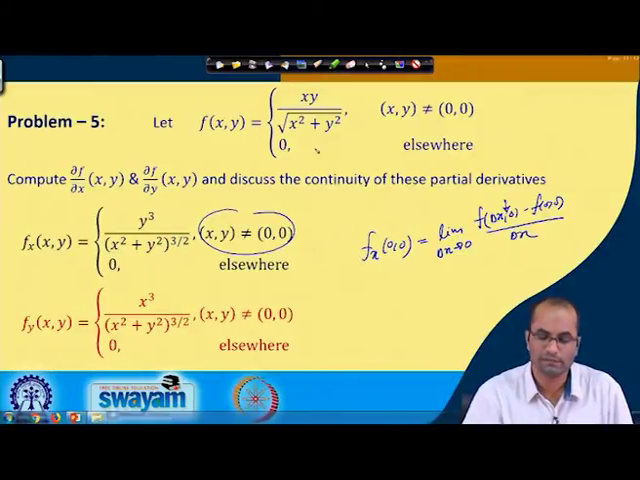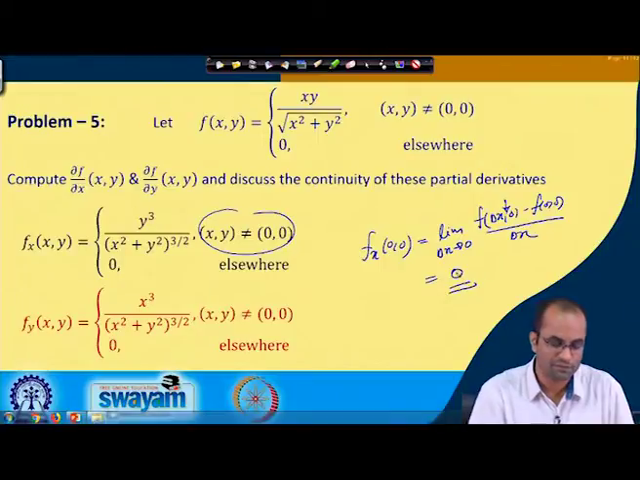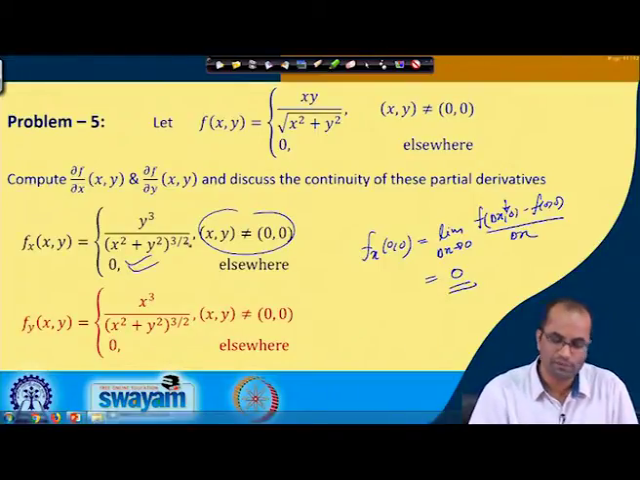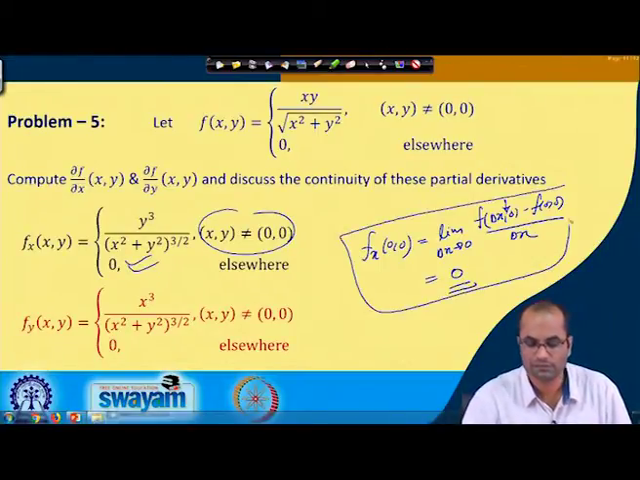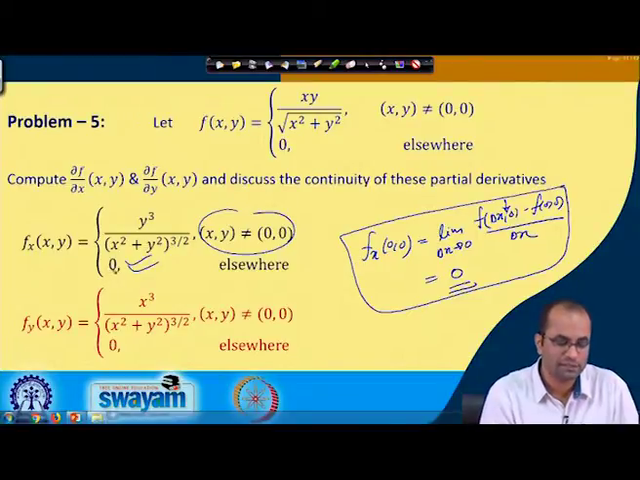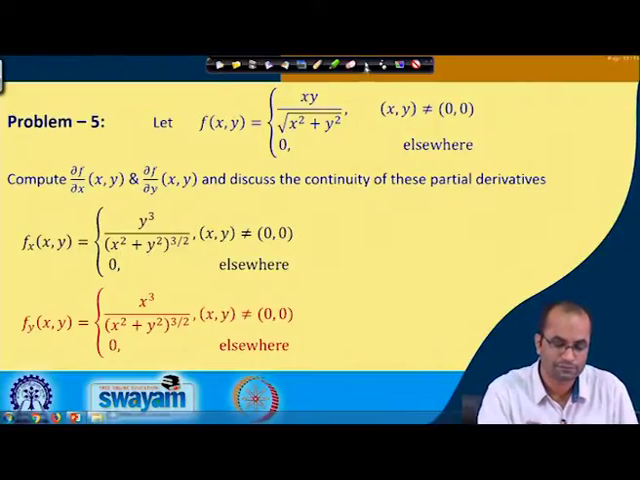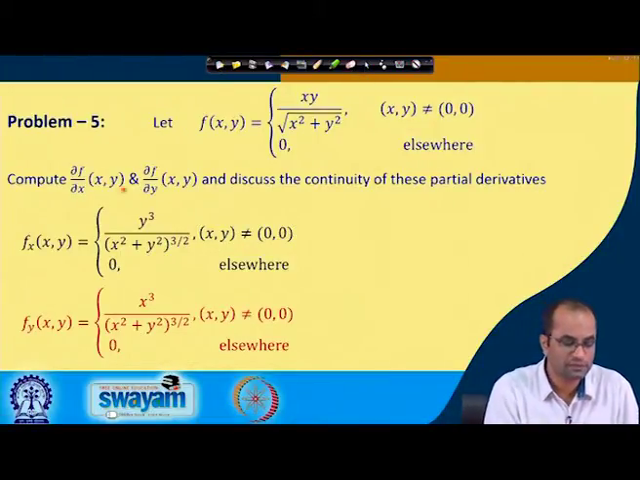this function will become 0, and so we will have 0 minus 0 over delta x. So, this will become 0. Therefore, we have to use this fundamental definition to get the partial derivative at 0. So, here also we get 0, and now moving next. So, we want to discuss the continuity.